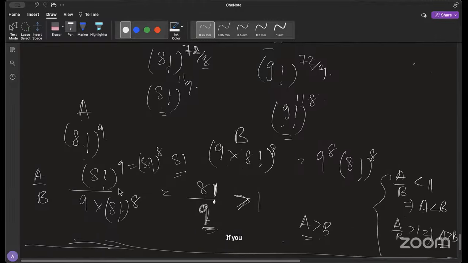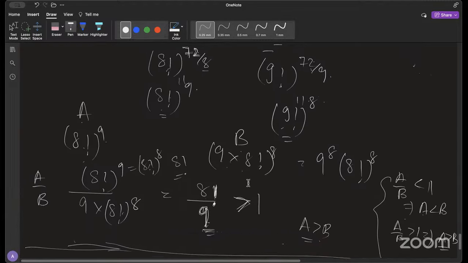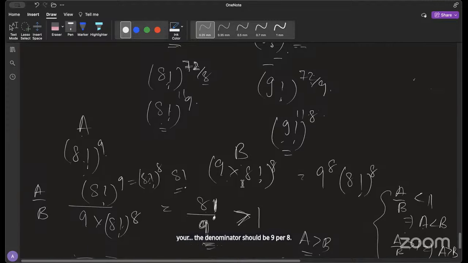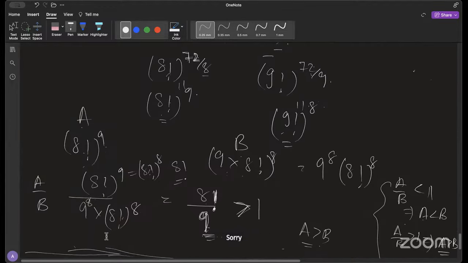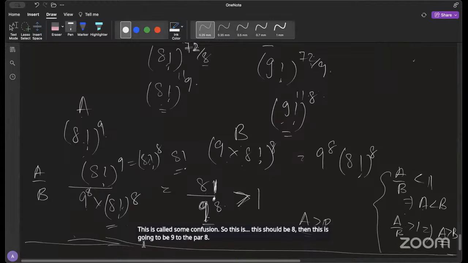In the division where we have written 9 raised to 8 into 8 factorial raised to 8, the factorial denominator should be divided by 9 power 8. Oh, thanks, it's 8 here. Sorry if this has caused some confusion. So this should be 8, then this is going to be 9 to the power 8.